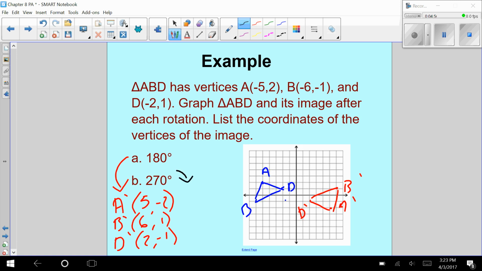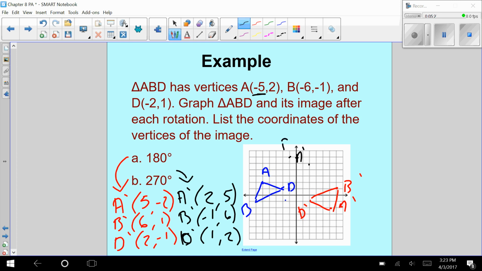For 270, A prime would become (2, 5), because remember, in this case, the A becomes its opposite when it switches. B prime would be (-1, 6). And D prime would be (1, 2). So we have (2, 5) for A prime, (-1, 6) for B prime, and (1, 2) for D prime. Notice that all three of these triangles look exactly the same, just turned.